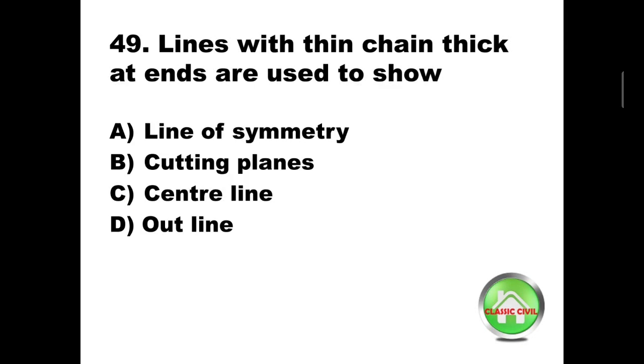Question number 49. Lines with thin chain, thick at ends are used to show option A, line of symmetry, option B, cutting planes, option C, central line, option D, outline. Lines with thin chain, thick at ends are used to show, answer is option B, cutting planes.